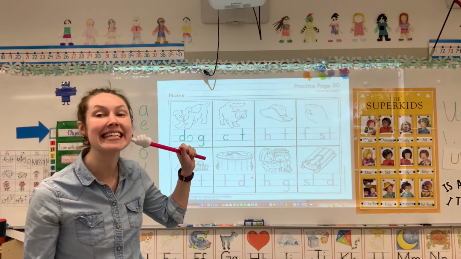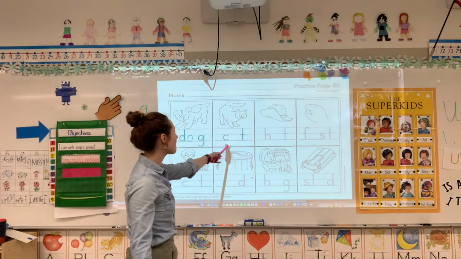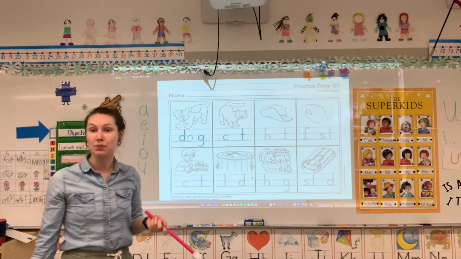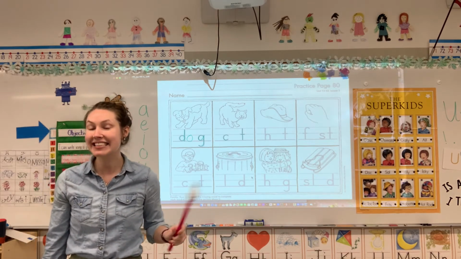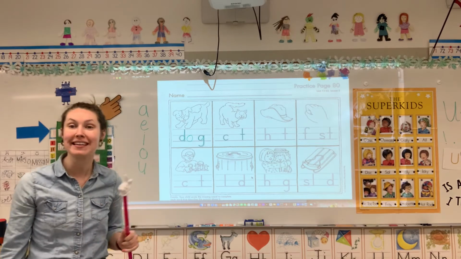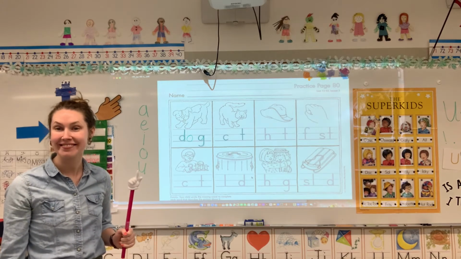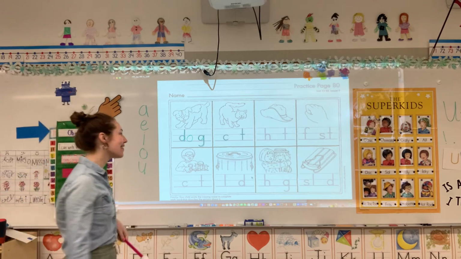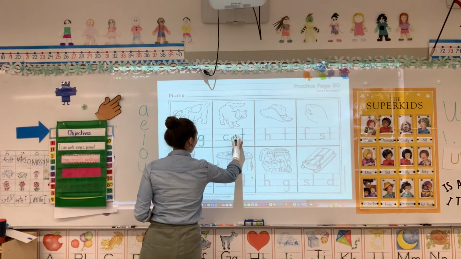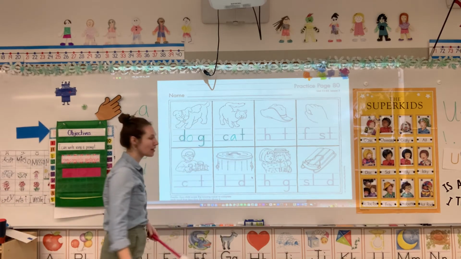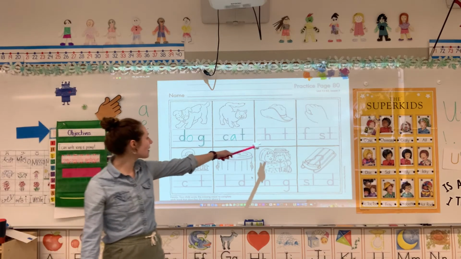K, t. Now we are missing a vowel sound in this word. Cat. What vowel are we missing that makes that ah sound? Letter A. Very good. We're missing that letter A. Cat. Nice work. Let's do our next one.